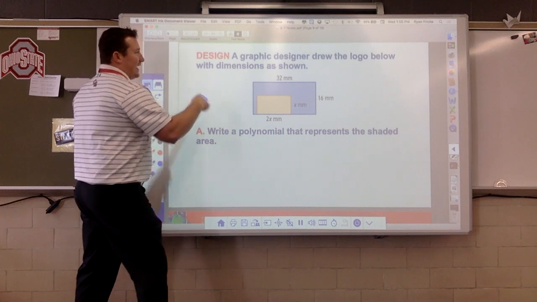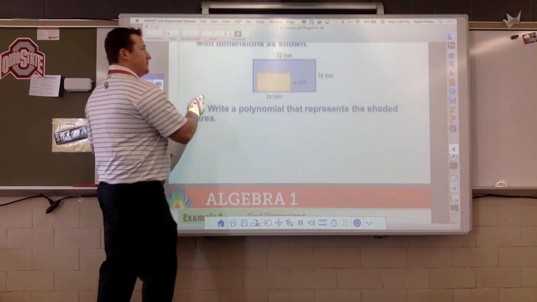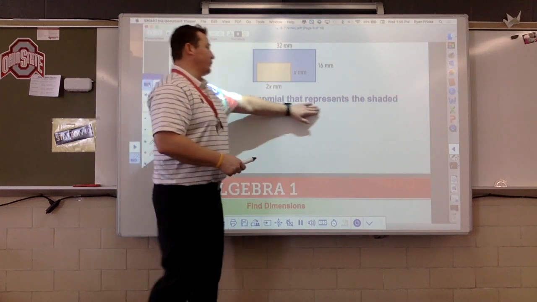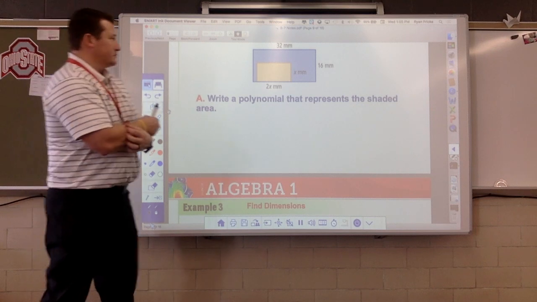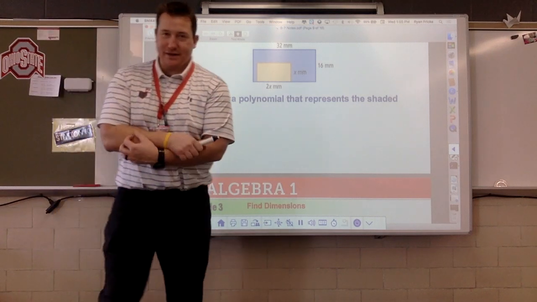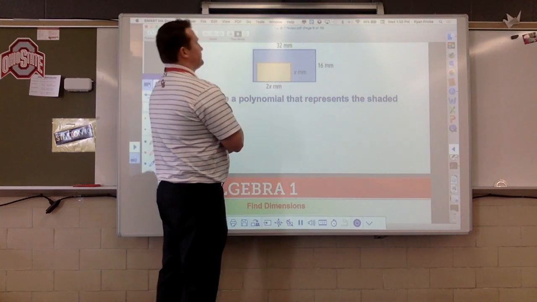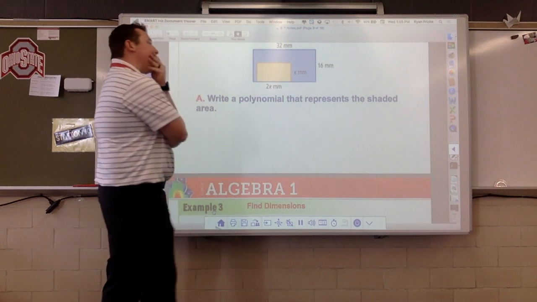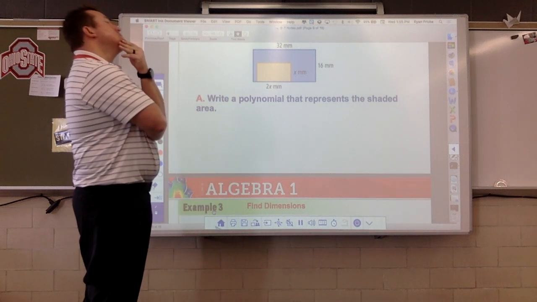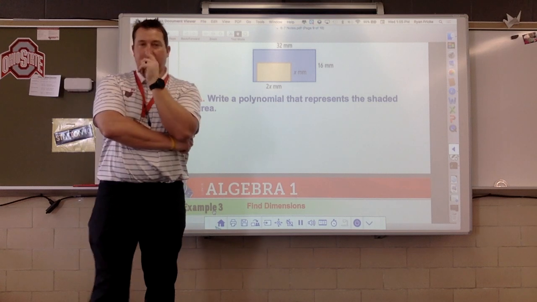We'll solve this one. We got a logo here with dimensions. Great. That helps me not. Write a polynomial that represents the shaded area. It all looks shaded to me. Okay. All right. Area. I think I'm onto something here, guys.